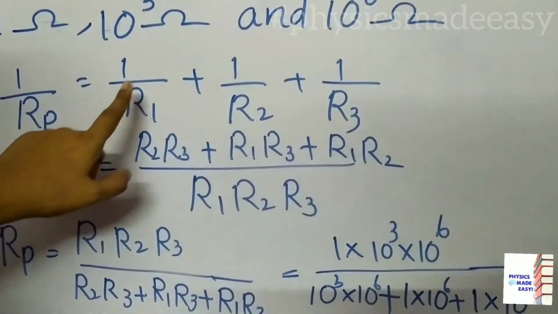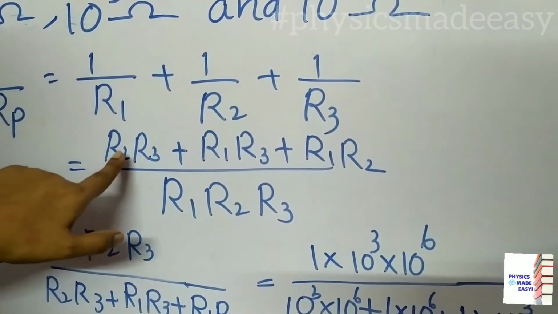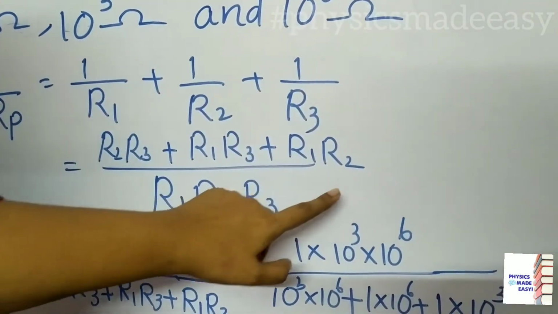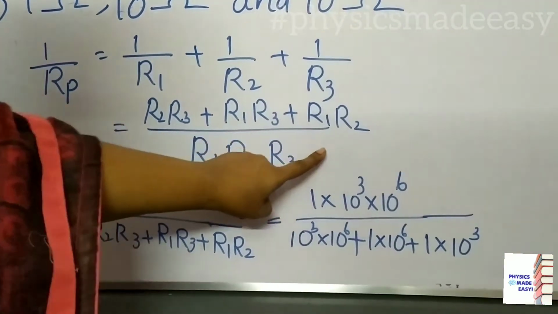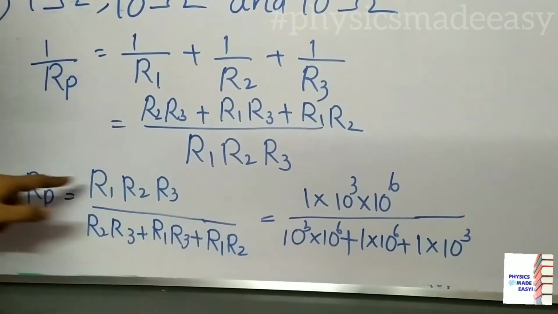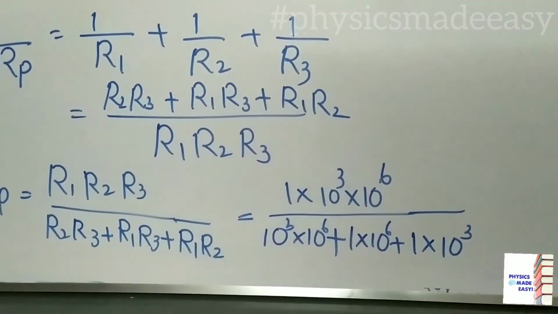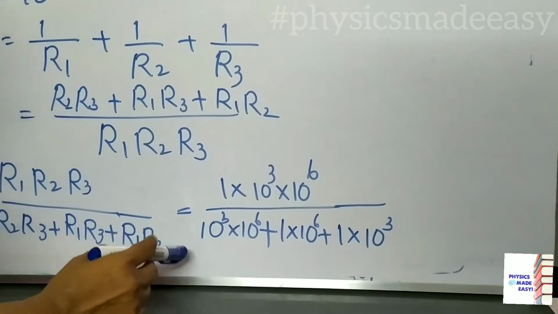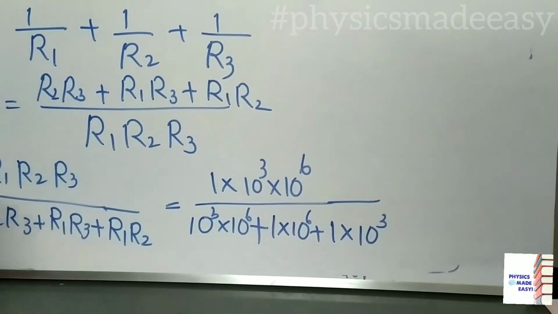Here 1 by R1 plus 1 by R2 plus 1 by R3. R1, R2, R3 you can write in the denominator. Then you can write in the numerator R2 R3 plus R1 R3 plus R1 R2. So, you can write this as (R2 R3 plus R1 R3 plus R1 R2) divided by R1 R2 R3. Then Rp will be R1 R2 R3 the whole divided by (R2 R3 plus R1 R3 plus R1 R2). Then substitute the values here: 1 into 10 raised to 3 into 10 raised to 6 the whole divided by 10 raised to 3 into 10 raised to 6 plus 1 into 10 raised to 6 plus 1 into 10 raised to 3.